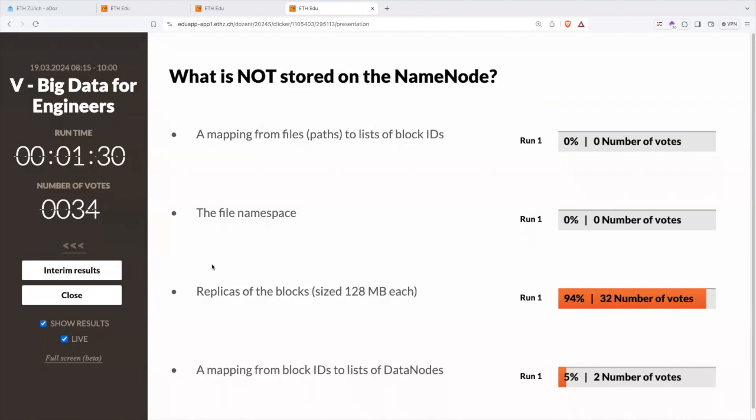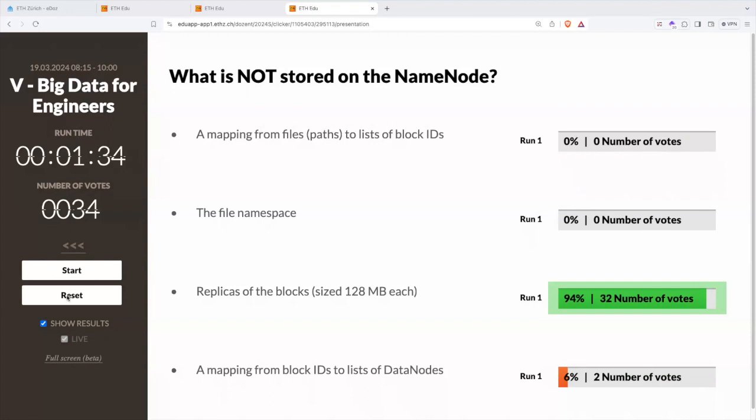All right, so we are close to 100%, 94%. This is indeed the correct answer. Where are the replicas of the blocks stored? Everybody at the same time on the data nodes, exactly. You understood everything. And the other three are stored on the name node.